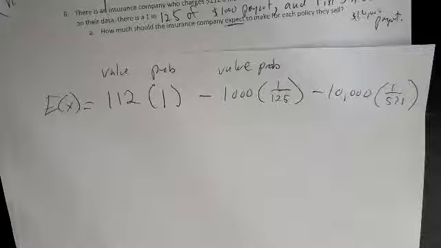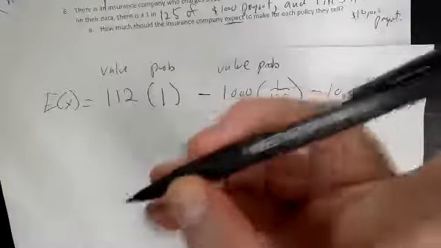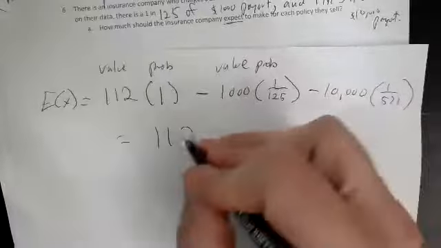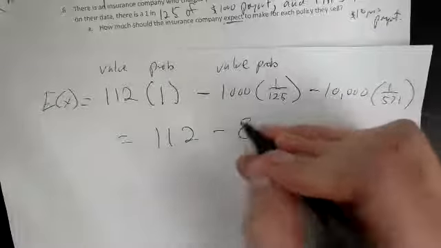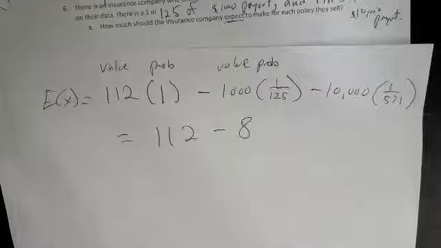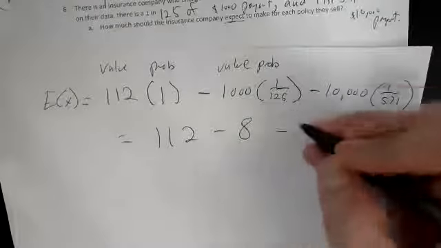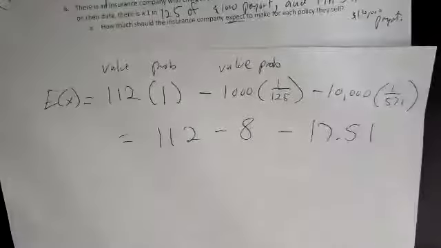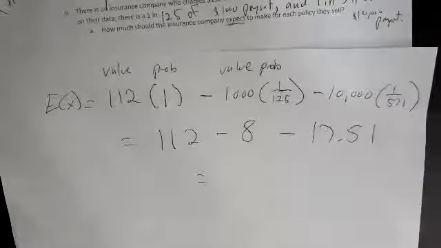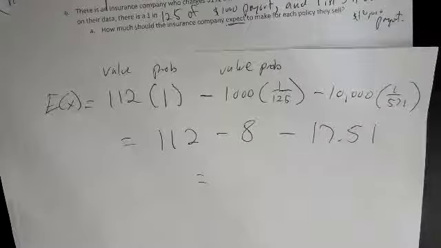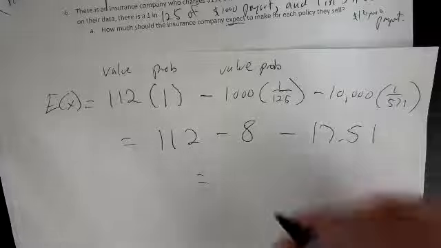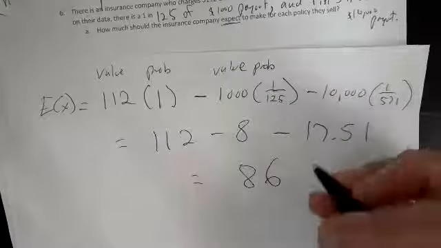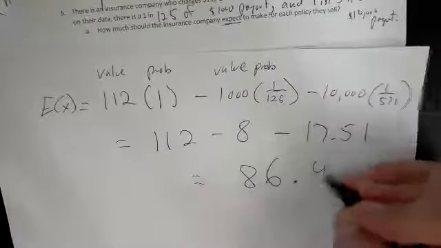$1,000 divided by 125 is going to give me -8. So this is going to give me 112. This is going to give me something like -8. And what, -1751. So it probably works out fairly reasonable, I think. It's probably a little inflated from what happens in reality, but it'll work for an example. We can get the value of what, 86.49.